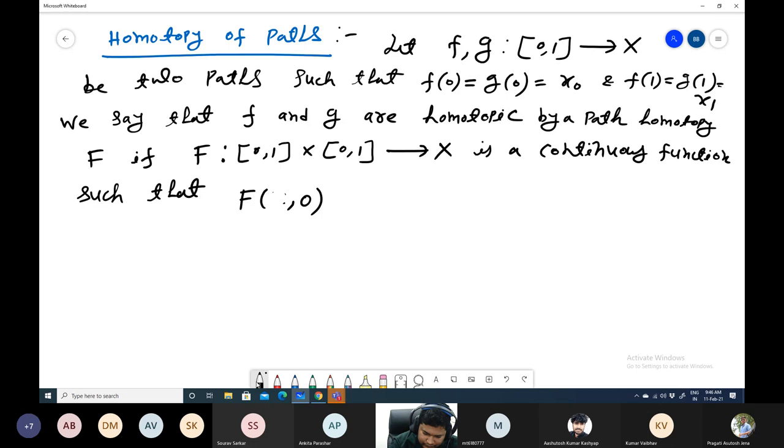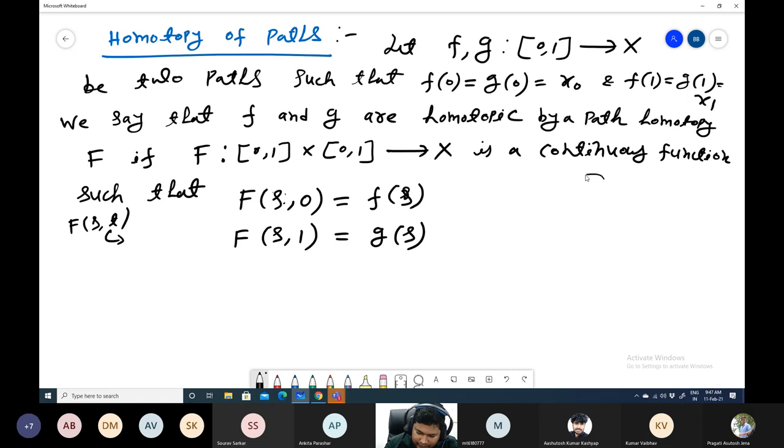So actually we will call it F of s comma t, and this t gives you the time. At time 0, it is your map f of s only, and F of s comma 1 is equal to g of s.